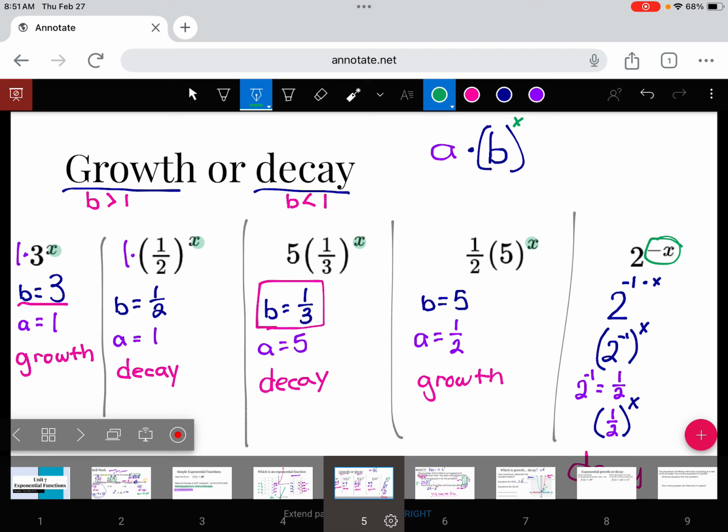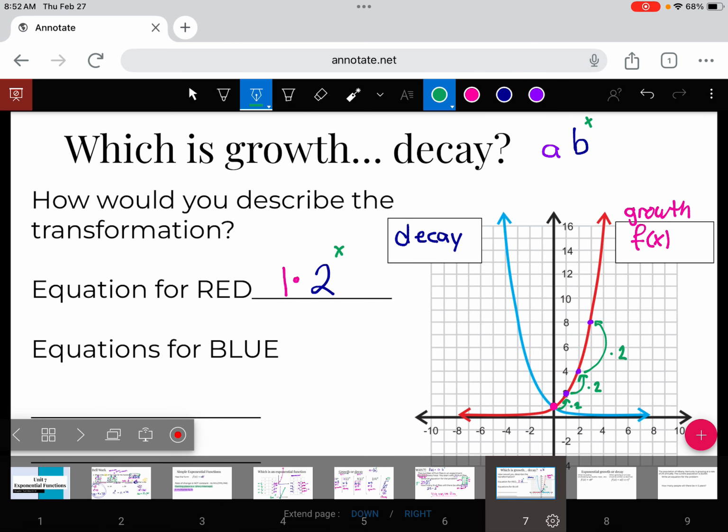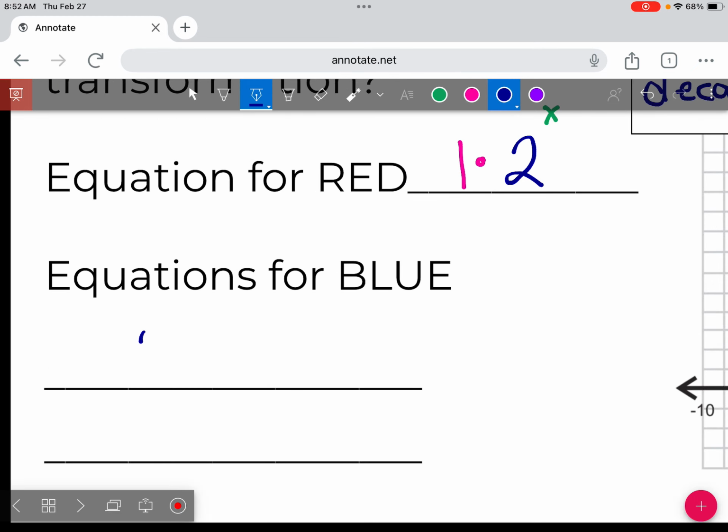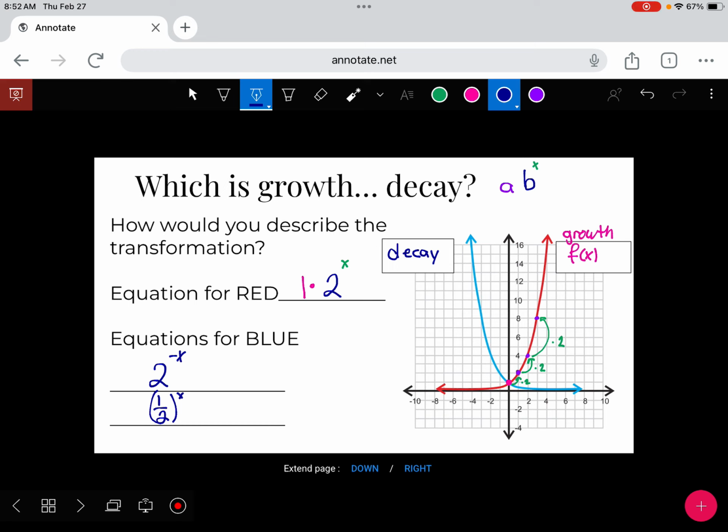So I have a couple of different ways I can write it. I can write it as 2 to the minus x, or I can write it as a fraction. So I have two different equations I can write for blue. That's 2 to the minus x, which gives us our reflection across the y-axis, or I can put this as 1/2 to the x. Either way, those both mean the same thing.